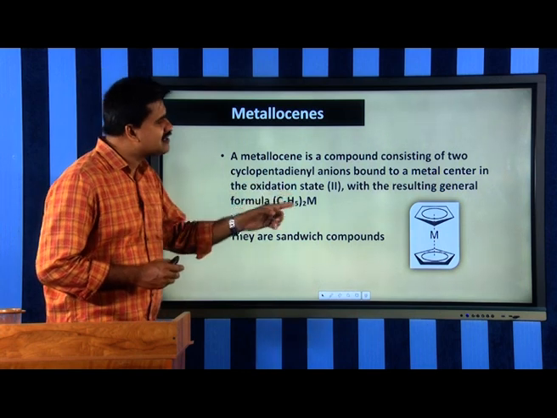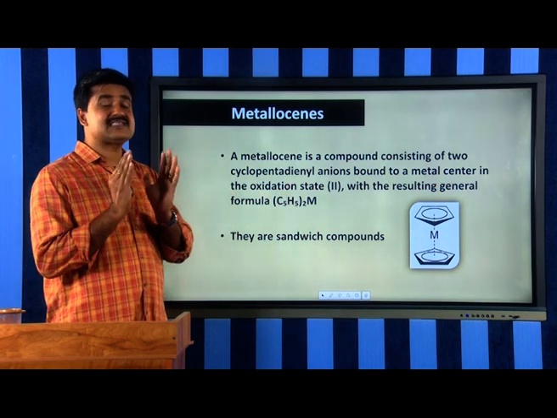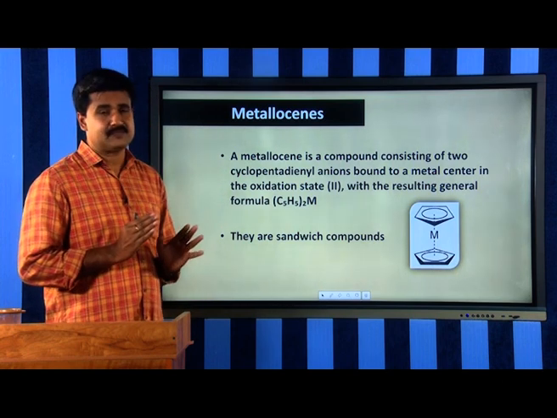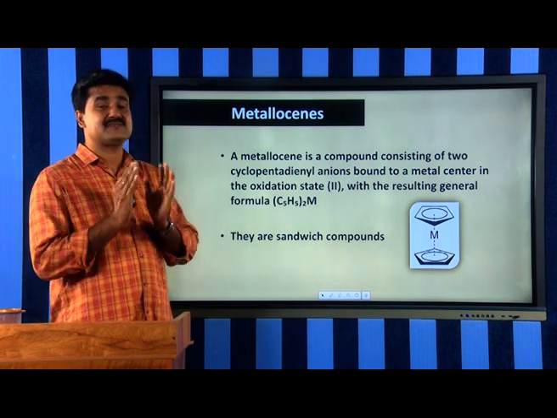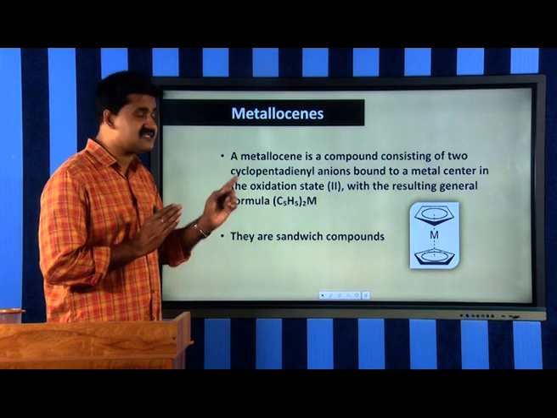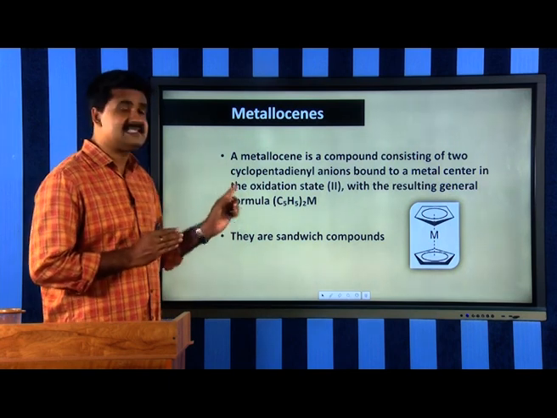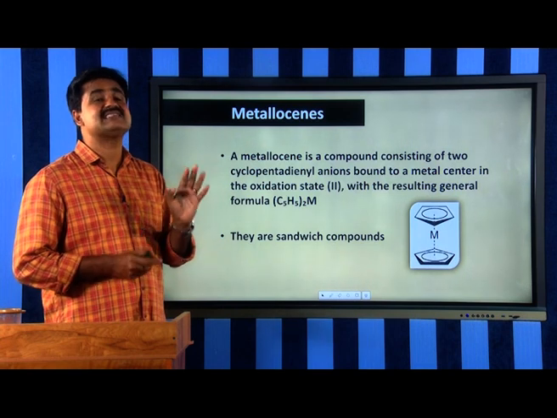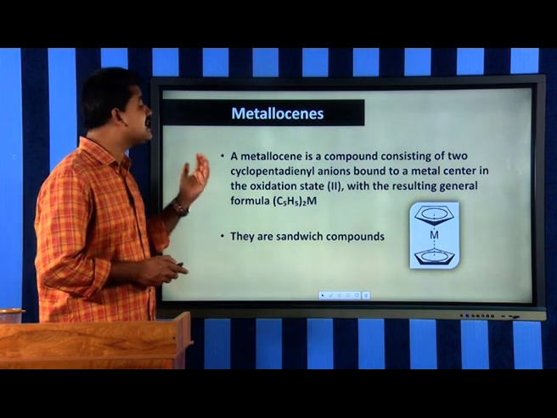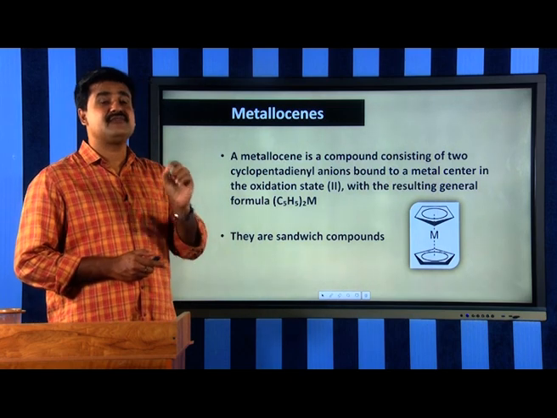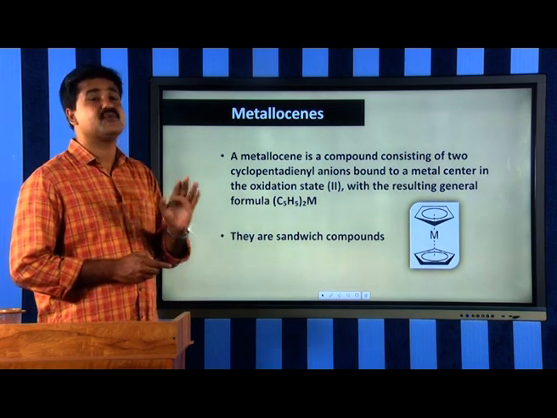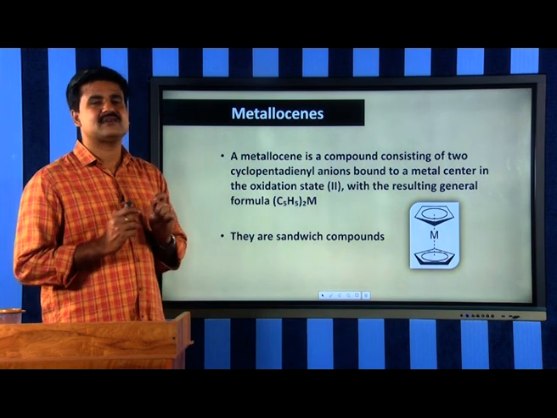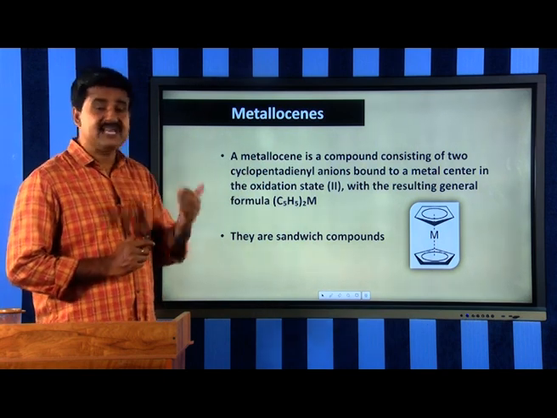Since both the Cp rings, both the cyclopentadienyl anion rings, contain five carbon atoms, and all such carbon atoms are within bonding distance of the central metal, the hapticity of the Cp ring in a metallocene is equal to 5. Hence, we can denote it as (η5-Cp)2M for every metallocene. This represents the general structure of a metallocene. There are so many examples.